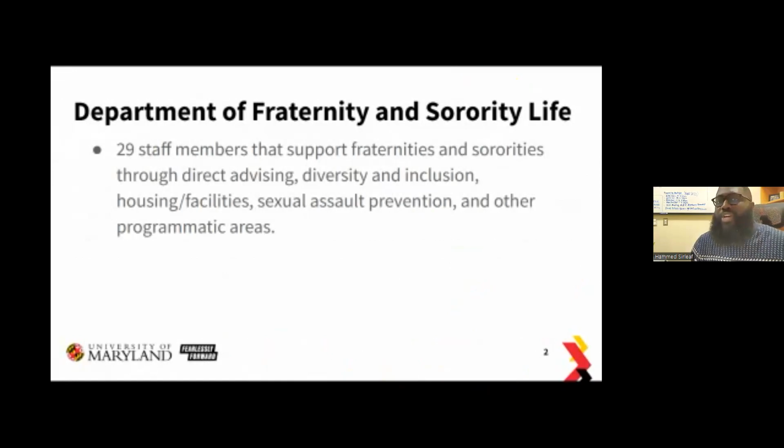So the Department of Fraternity and Sorority Life, fun fact, is actually the nation's largest fraternity and sorority life office. So we have 29 staff members that help support fraternities and sororities through direct advising, diversity and inclusion, housing and facilities, sexual assault prevention, and other programmatic areas. So you can definitely know that Maryland does care about fraternities and sororities and wants to be able to support them however they can.